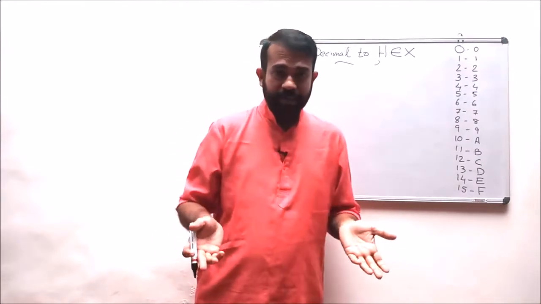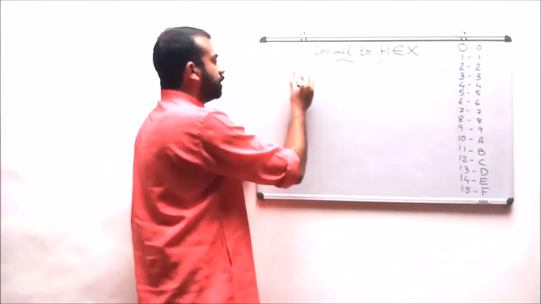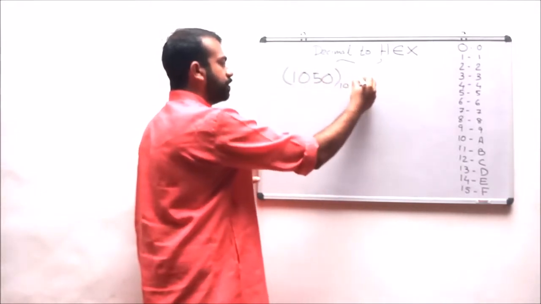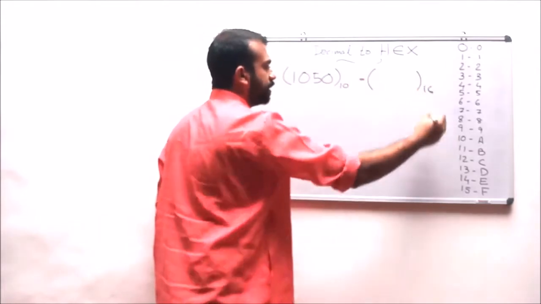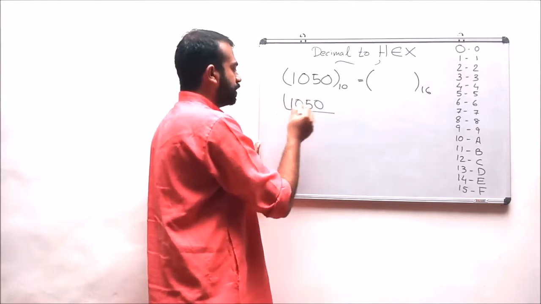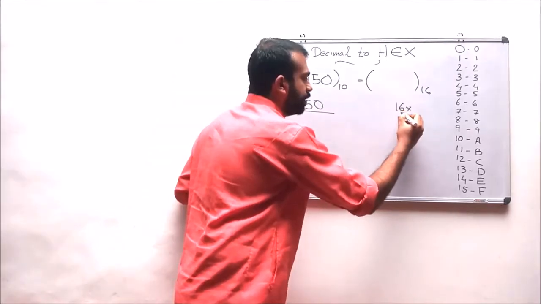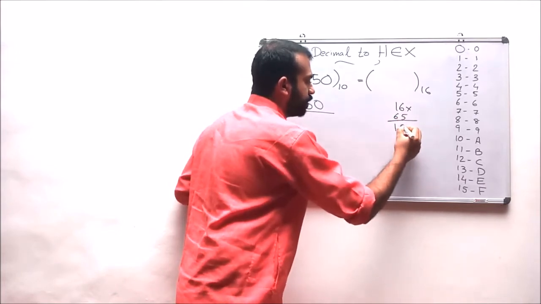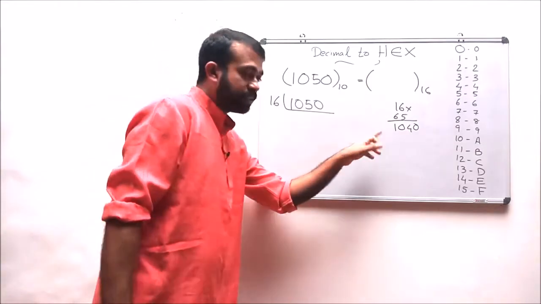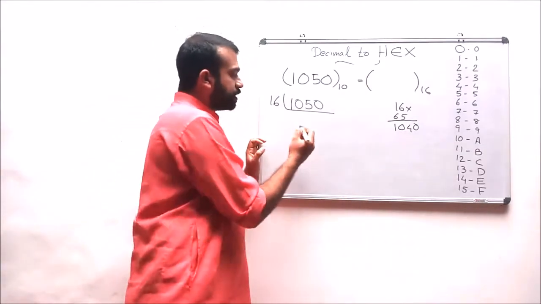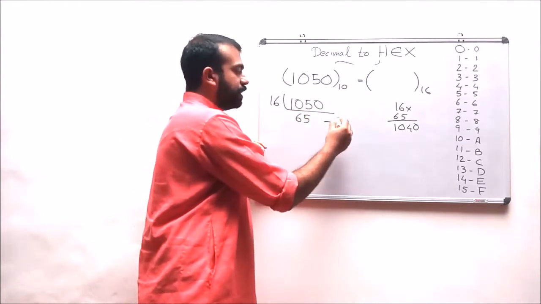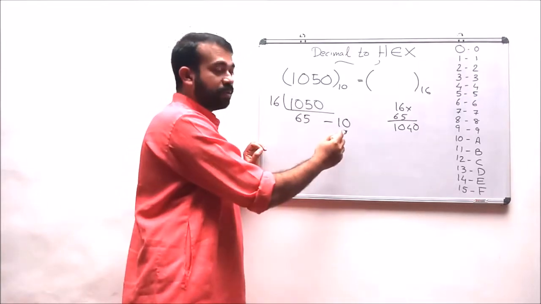Let us consider one more example. Find the hexadecimal equivalent of 1050 to the base 10. We divide 1050 by 16. 16 into 65 results in 1040. That means when 1050 is divided by 16, the quotient will be 65 with a remainder 10.